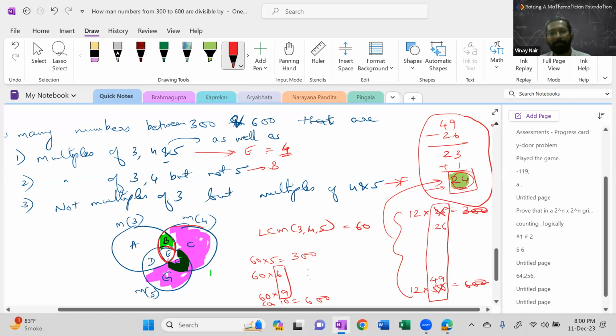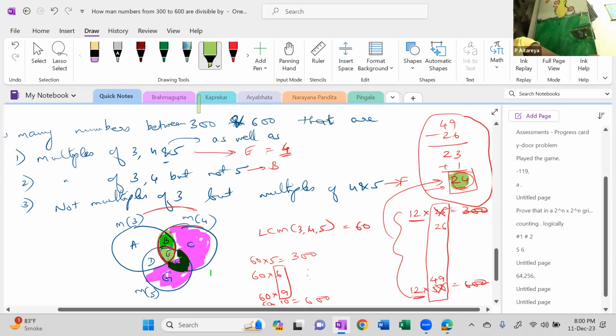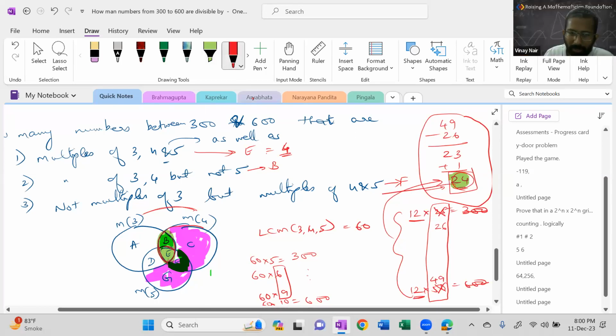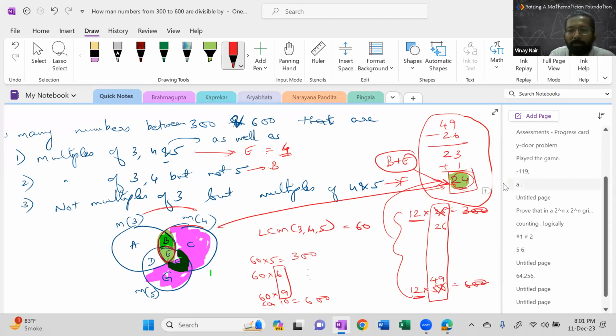Sir, it comes in both B and E. It's the total of B and E. Because what is this 24? 24 is the multiples of 12, right? Multiples of 12 are nothing but LCM of 3 and 4. LCM of 3 and 4 means we are talking about this section. So 16 is also a multiple of 5, so it comes small. Right? So this 24 refers to B plus E, because B plus E is the common multiples of 3 and 4.